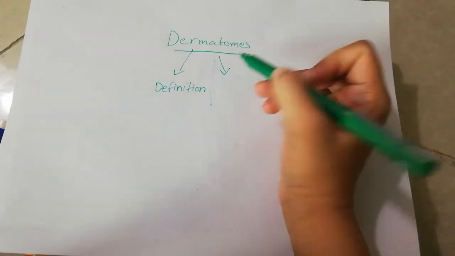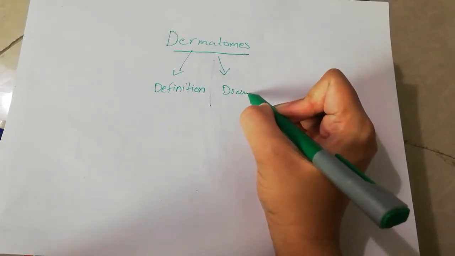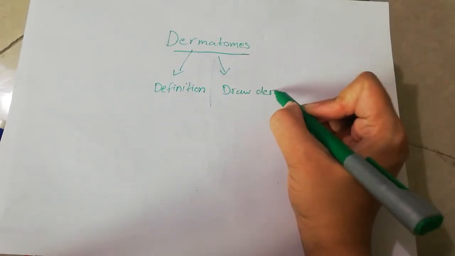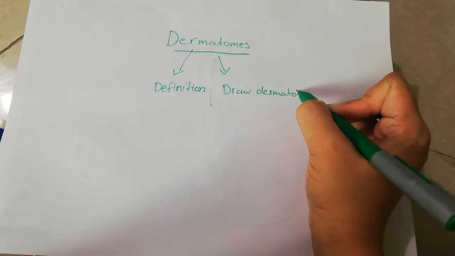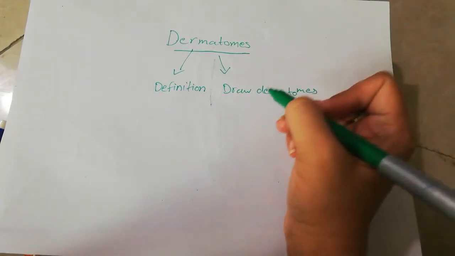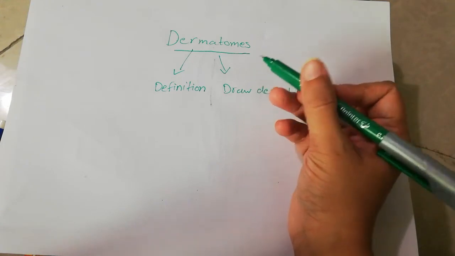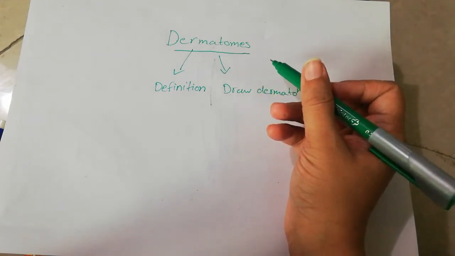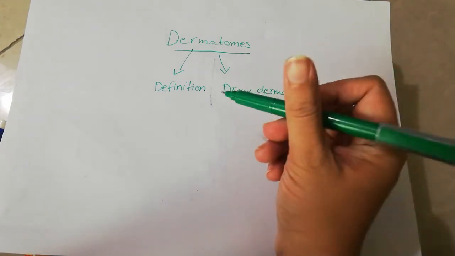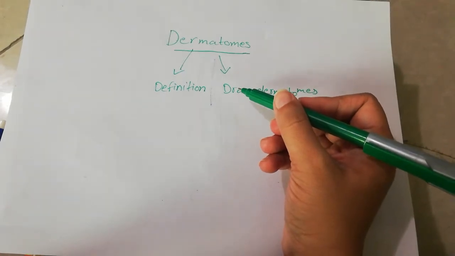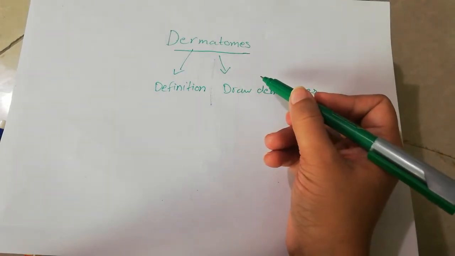and draw dermatomes. So when drawing, you have to keep in mind two main points. You have to label dermatomes properly and you have to draw the anterior as well as the posterior view of dermatomes.